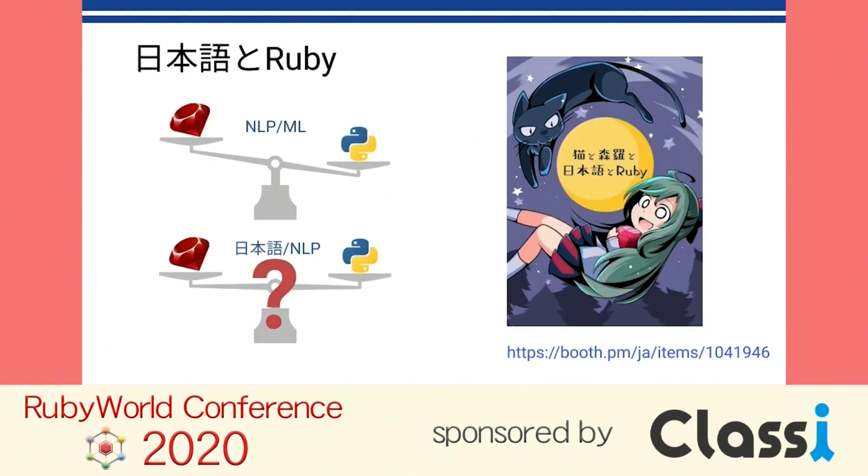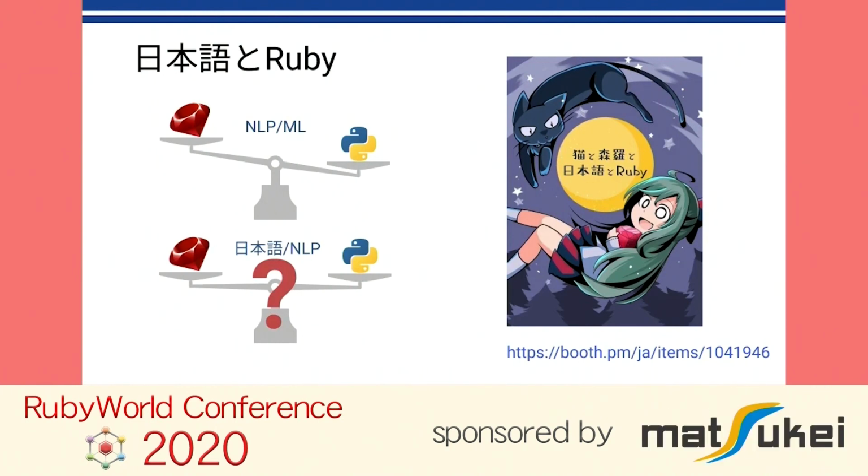Lastly, I'd like to talk about the Japanese language and Ruby. On the right-hand side, you see a cartoon or drawing. That's my work. 猫と死んだと日本語と Ruby is the title of the book, a Dojinshi, privately published on the web. So you can buy this by visiting booths if you're interested.